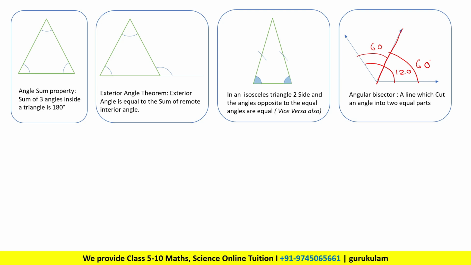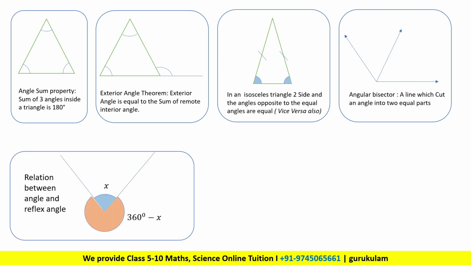It is very important. Next is the concept of angle and reflex angle. If you have an angle, for example, if this angle was 60, and you want to find the reflex angle, you have to do what? You have to do 360 minus 60, which is 300. This is the concept of angle and reflex angle.